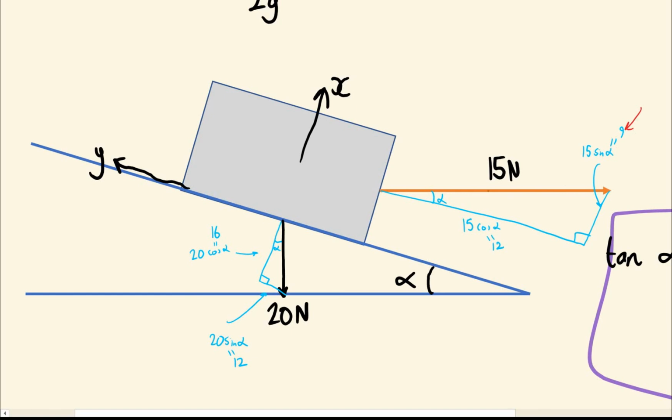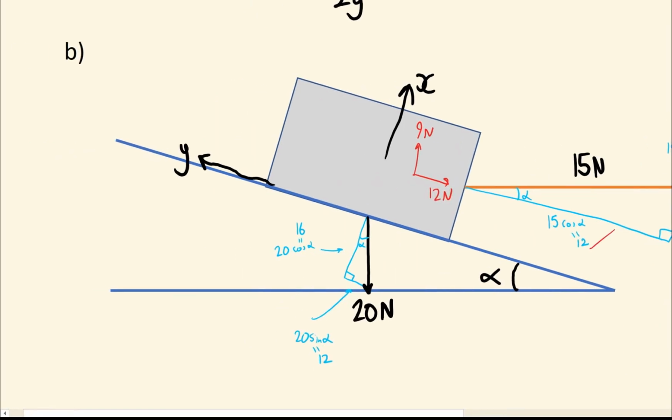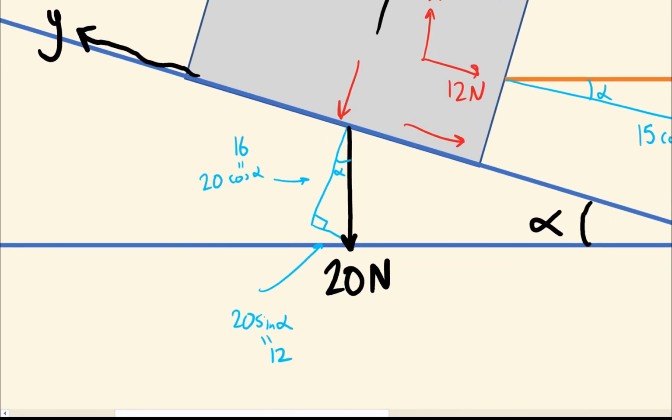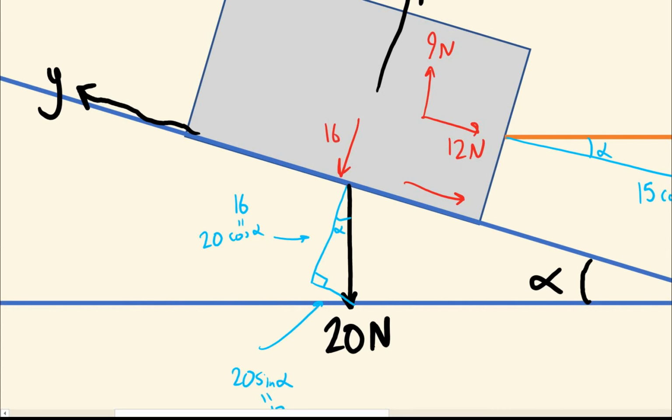Because this 15 newtons was pulling across, we're basically pulling in this direction and in this direction. So I had 9 newtons going up, and also 12 newtons going across. I can do the same with these forces here. I've basically got one going down into the slope, and one going across. The one going down the slope was 16 newtons, and the one going across was 12 newtons.